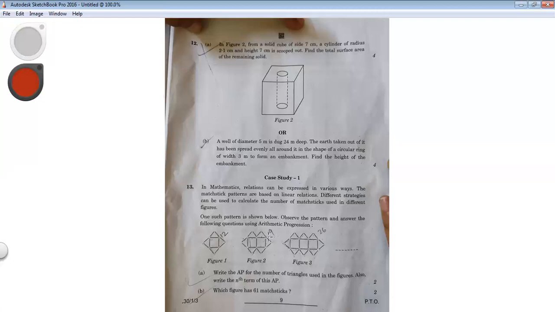Write the AP for the number of triangles used in the figures. So this is 1, 2, 3, 4. 4 triangles, 12 you got. 1, 2, 3, 4, 5, 6. 6 triangles, 19 you got. Then 1, 2, 3, 4, 5, 6, 7, 8. 8 triangles, 26 you got. Right? So what's happening here? We can see a sequence like this, like the nth term.